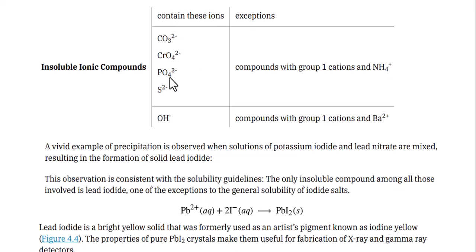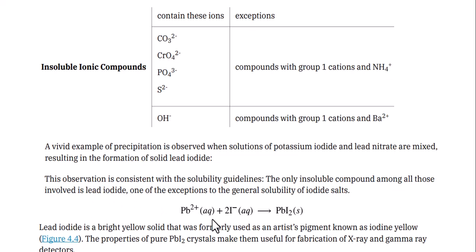So we will look at that reaction from the beginning and look at our solubility table guidelines and see what would happen in here. The only insoluble compound among all those involved is lead iodide, one of the exceptions to the general solubility of iodide salts. So the only insoluble compound among all those involved is lead iodide. So lead iodide is insoluble.